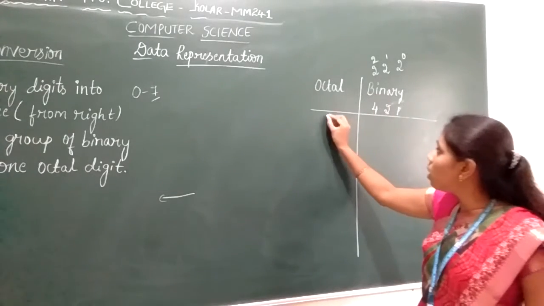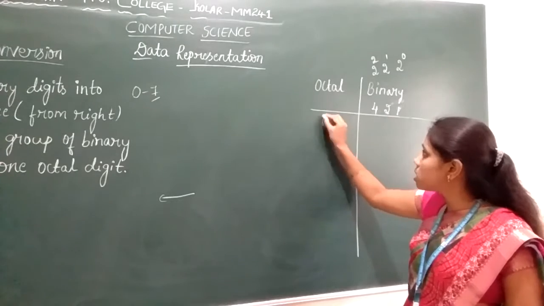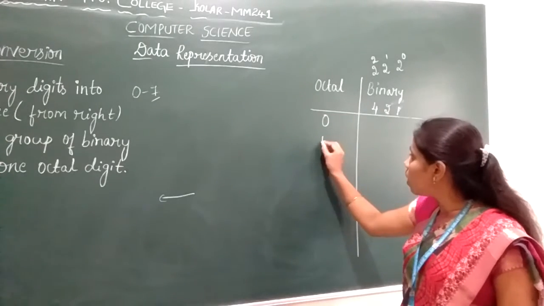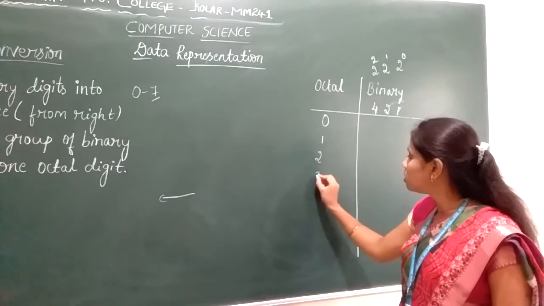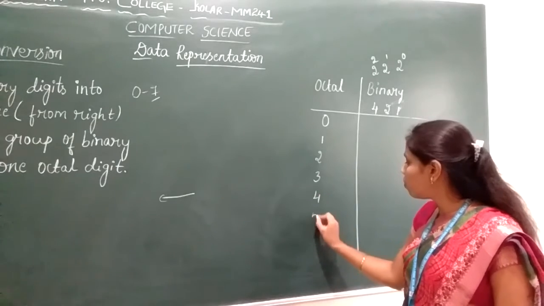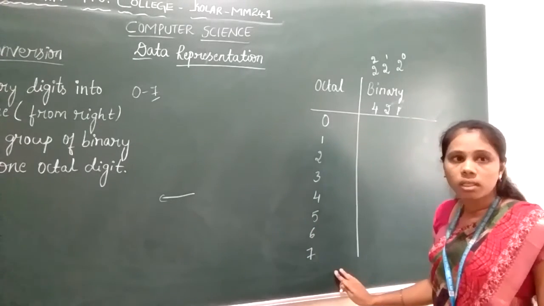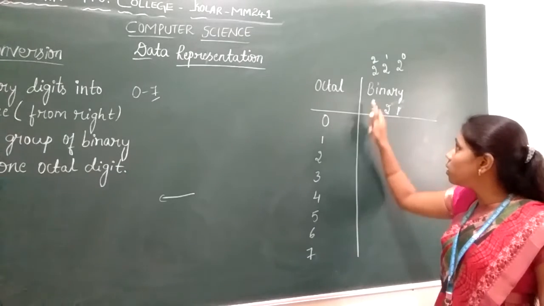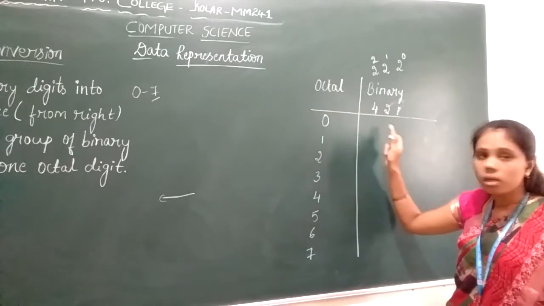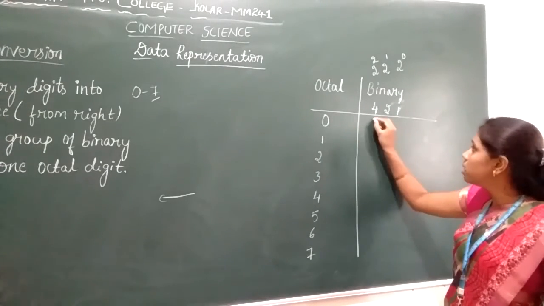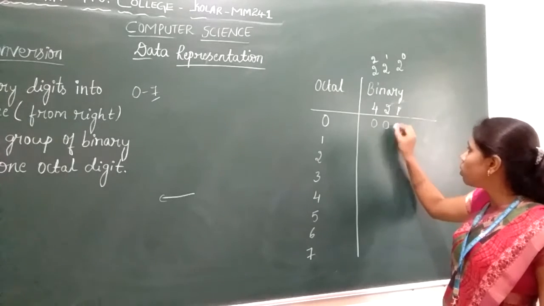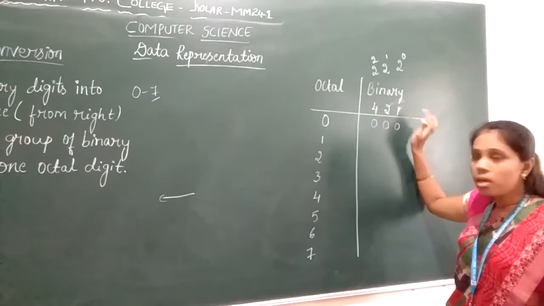Now I will write the octal values. Octal values start from 0, 1, 2, 3, 4, 5, 6, 7. So these are the octal values. Now we will find the binary equivalent value for 0. For 0 I will write 0. By default it will be 0 because we don't have any digits here.